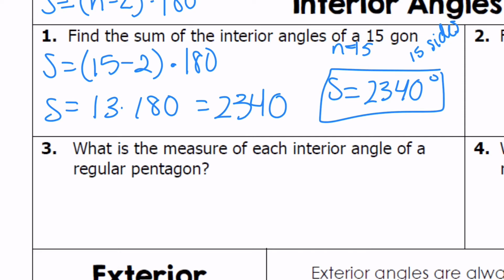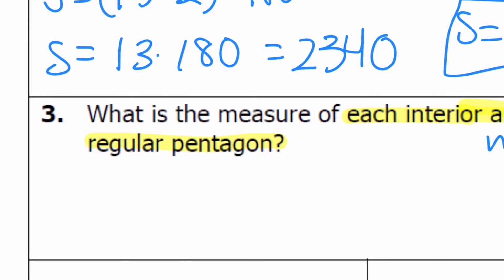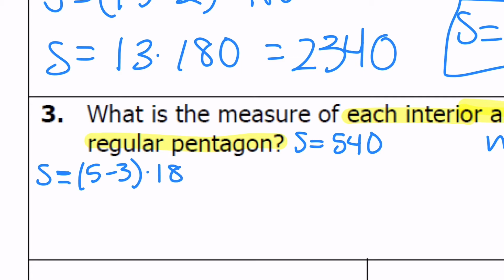Okay. So now I want to look at number 3. What is the measure of each interior angle of a regular pentagon? So regular pentagon, that means my number of sides is 5. And that also means that all of those angles are equal. So first I need to find the sum of the interior angles of a pentagon, which from the front I know is 540. I could also find that by doing S equals 5 minus 2 times 180, which would give me 540.